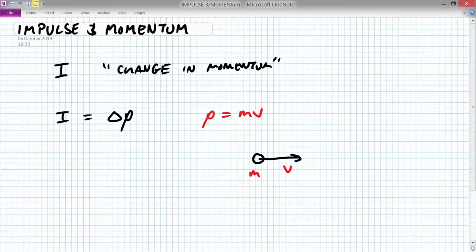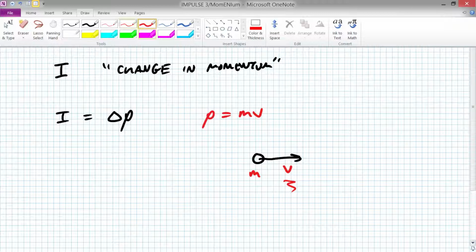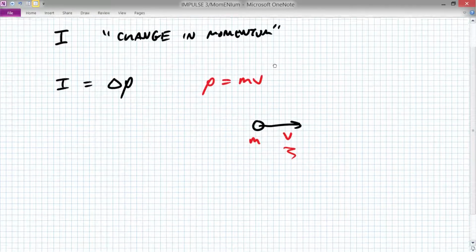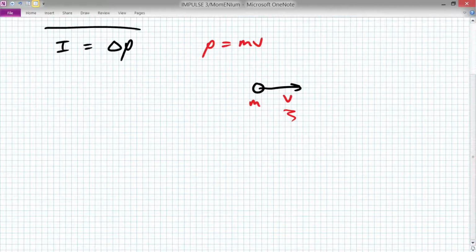So when we talk about impulse, we're talking about some kind of collision or interaction with this particle such that either its mass or velocity changes. Often it will just be its velocity, and that's what causes impulse. But this is quite a basic definition of impulse. We have a much better one, and we get that by considering my boy Newton's second law.